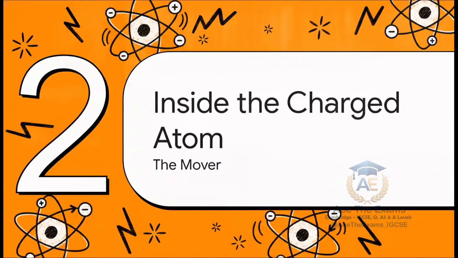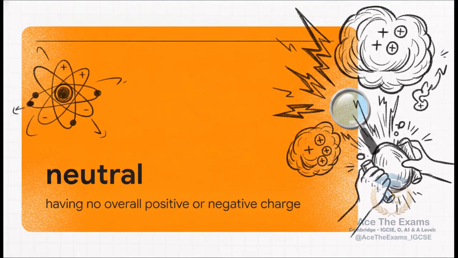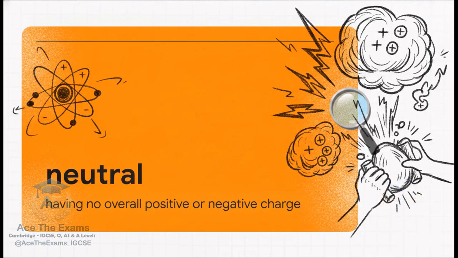Moving right along to section 2, inside the charged atom, we need to identify the mover. We have to begin with the absolute default state of the universe, and that state is neutral. By neutral, we mean having no overall positive or negative charge. You see, atoms start out perfectly balanced. It's quite beautiful, actually. In their center, right in the nucleus, they have positive charges. Orbiting around the outside, they have an exactly equal number of negative charges.